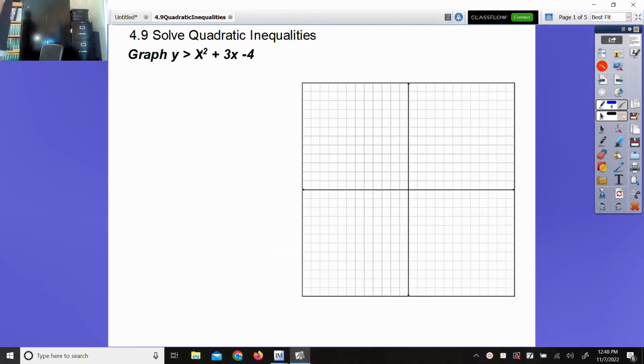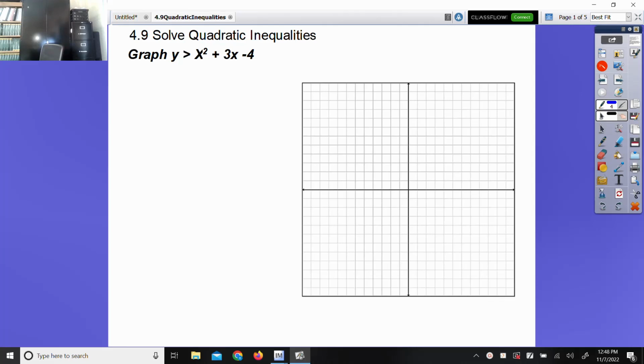All right, graph y greater than x squared plus 3x minus 4. Let's graph it. First off, do you actually know what shape it's going to be? It's going to be a parabola. It's not going to be lines, it's going to be a parabola. It's in standard form. Tell me how to find something. The vertex. Find the vertex.